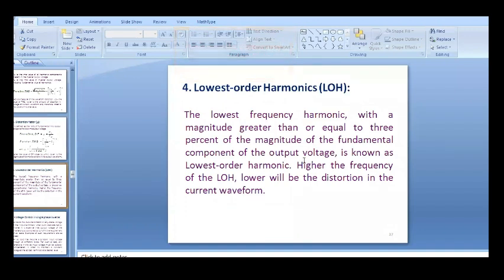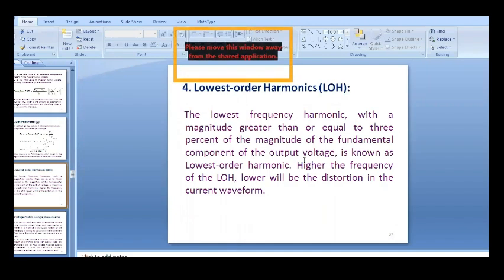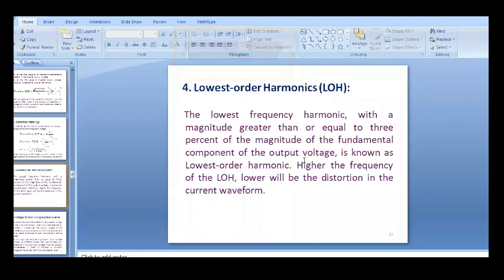And another is the lowest order harmonic, which is LOH. The lowest order harmonic component with a magnitude greater than or equal to 3% of the magnitude of the fundamental component of the output voltage is known as the lowest order harmonic. Some books do not give this lowest order harmonic parameter, so you should keep it in mind. And another thing: the higher the frequency of your lowest order harmonic, the lower will be the distortion.